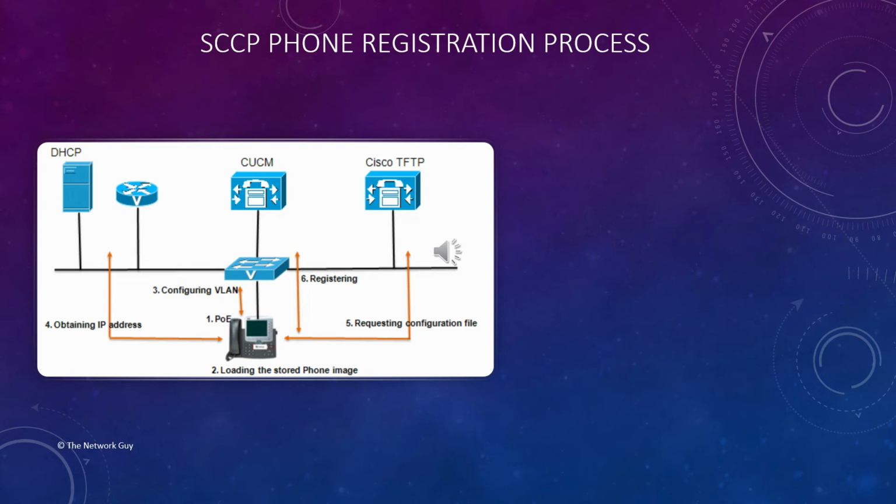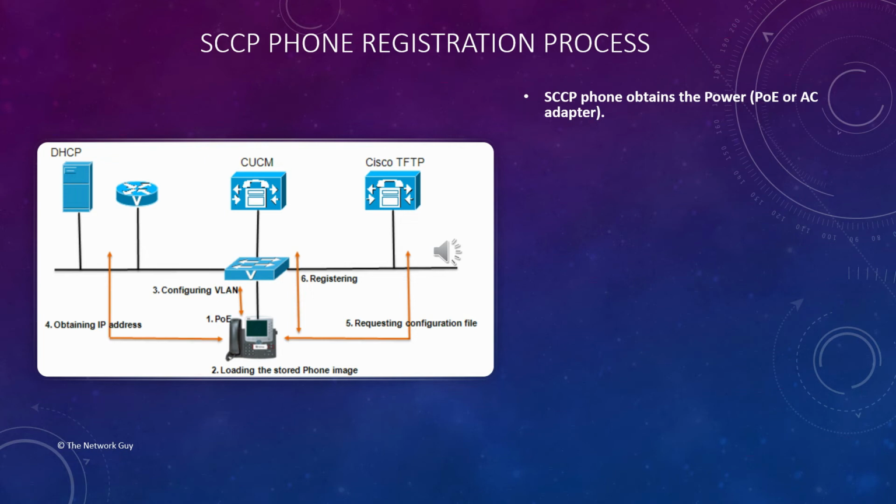This process consists of 6 stages. We would be seeing them one by one. So the first stage would be the power. When you pull a phone out of the box, it needs power, right? We can power up the phone through two methods. One is PoE and the other one is through the AC adapter, that means the power brick which you can plug into your power socket and power up your IP phone.